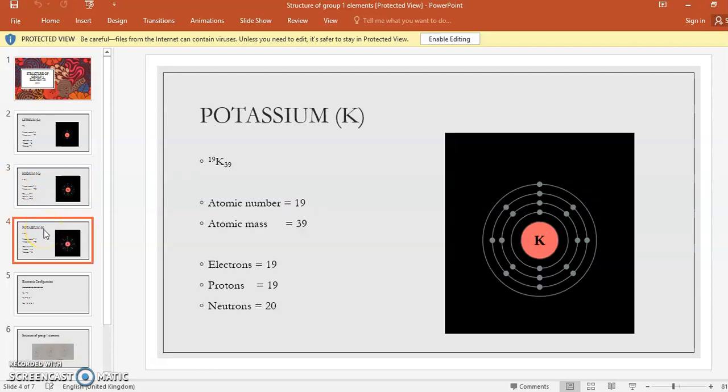You can see the atomic number and atomic mass of potassium. Atomic number 19, potassium, and atomic mass 39. Now atomic number is equal to electrons is equal to protons. So electrons will be 19, protons will be 19. And for the neutrons, you have to minus the protons or electrons from the atomic mass. So 39 minus 19 will be 20. So the number of neutrons will be 20.